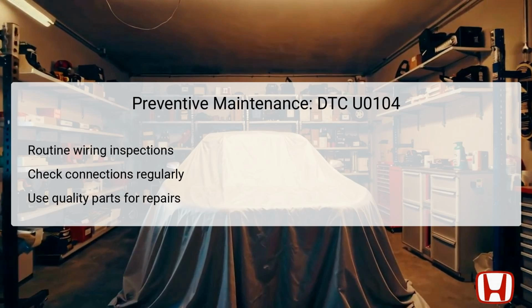Start by implementing routine inspections of all wiring associated with the adaptive cruise control system. This proactive measure helps identify any potential wear or damage before they escalate into communication failures. It's also crucial to check the connections regularly, ensuring they remain tight and free from corrosion. Any loose or corroded terminals can lead to inconsistencies in communication.